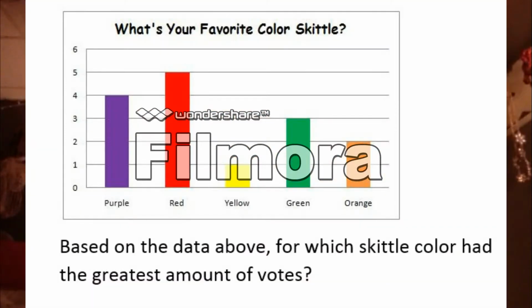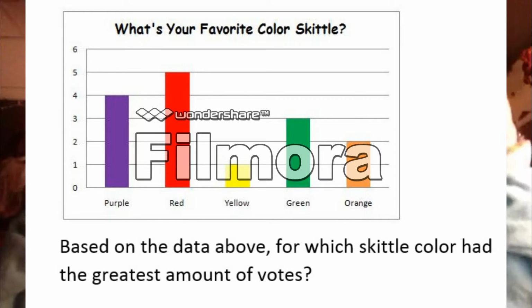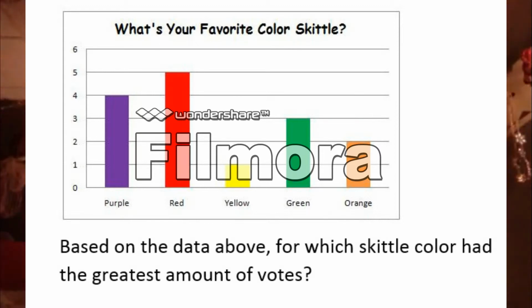Okay, so for my example, I made the example of, based on the data above, we're looking at a graph, for which Skittle color had the greatest amount of votes. So the kid will have a graph to visualize, and it's color-coded, but the question of, based on the data above, for which Skittle color had the greatest amount of votes, can be kind of confusing. So what you can do is take that sentence, write it down on a long note card, write the whole question out, and then all you have to do is cut it up, allow the student to look at it, and switch around the words to make sense.